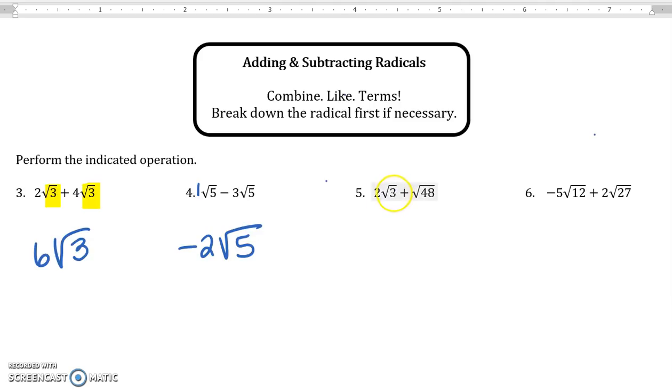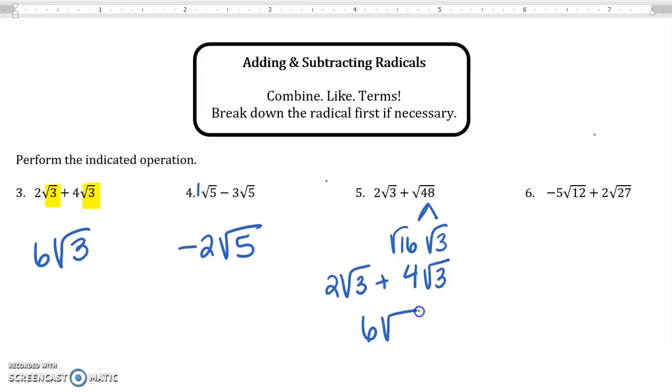Now number 5, I have root 3 and root 48. So root 48 and root 3 are not the same. I know I need to change root 48 because 3 is already simplified. So root 48 is root 16 times root 3, which is 4 root 3. Okay, so now I have the same. 2 root 3 plus 4 root 3 is 6 root 3, and then you're done.